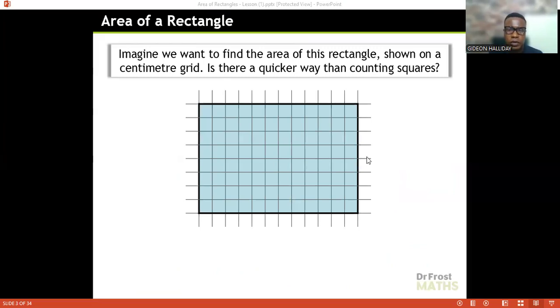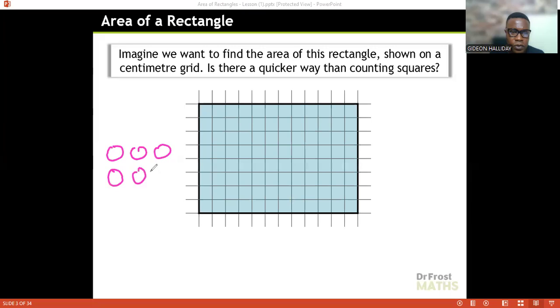Now imagine we want to find the area of this rectangle. We can just count, but that would take a whole lot of time. Now, you can see that this looks like arrays. Remember your arrays when you were doing multiplication, where you had something like a crate of eggs, like this.